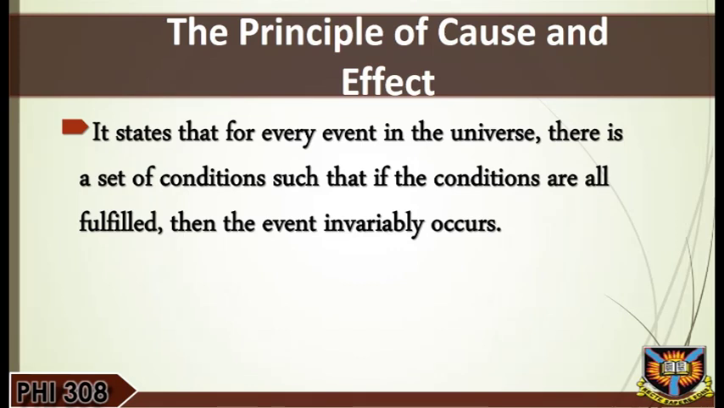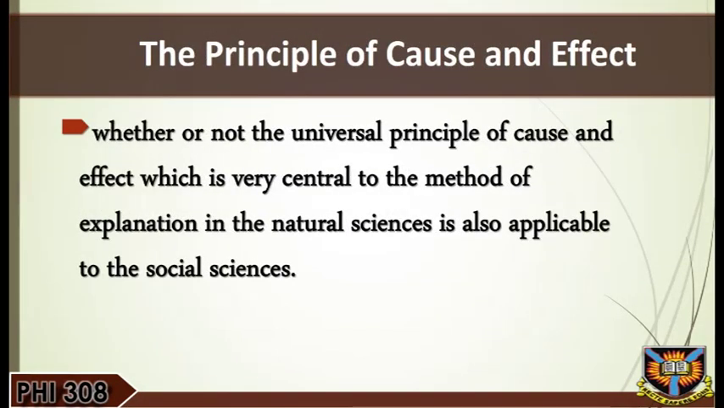By employing the scientific method in social investigation, the social sciences seek to explain the course of action involving human agents. A major question that arises here, however, is whether or not the universal principle of cause and effect, which is very central to the method of explanation in the natural sciences, is also applicable to the social sciences. When, for instance, a scientist is asked to explain what produced a particular effect, he will state the cause. But what happens when a man is asked what led to his actions?